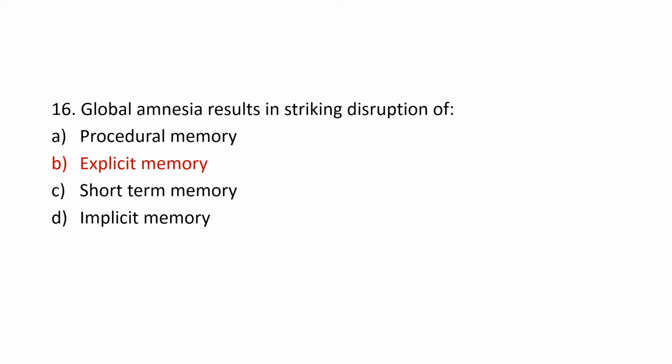Let's say when someone has learned a certain task or certain skill, he doesn't require to recall it again and again to perform that activity. So there is a difference between explicit and implicit memory.